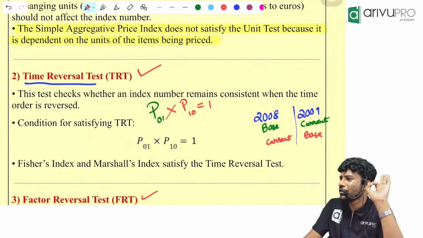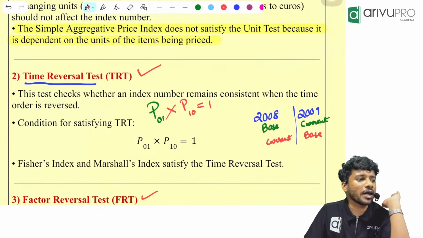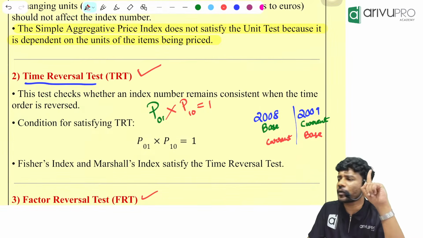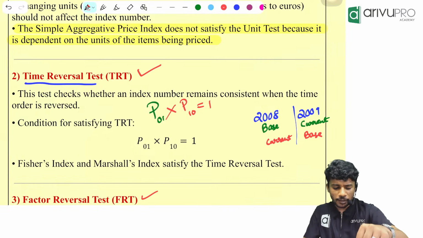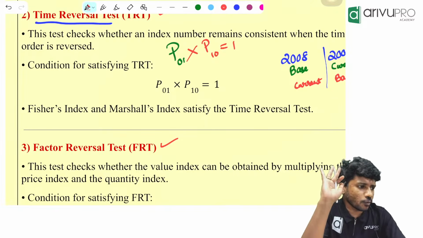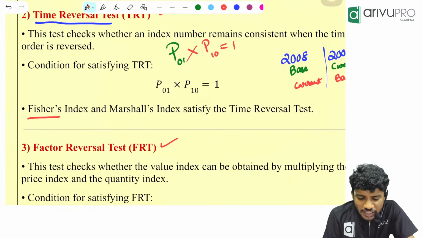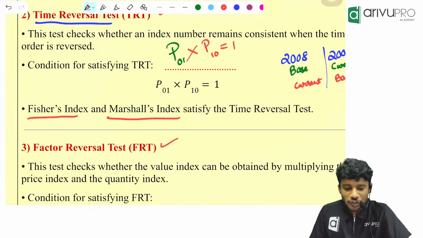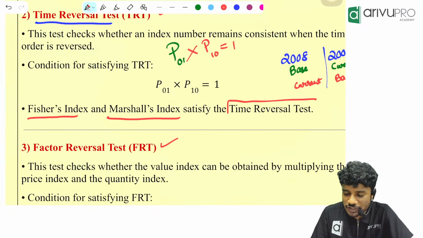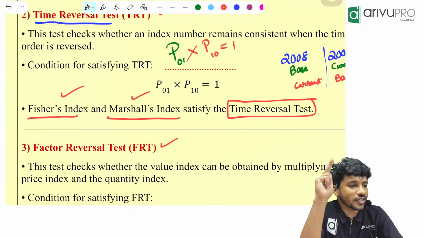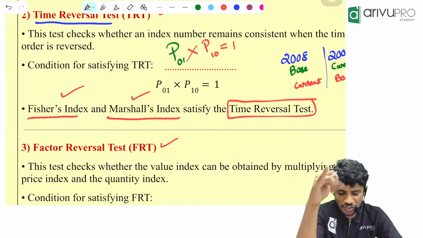The thing is, we will take the reverse and multiply, or we will find the reverse and multiply with the current value. Then the product should be equal to what? 1. Now, from whatever we have learned till now, Fisher index satisfies it, Marshall's index satisfies it. So, who satisfied the time reversal test, people? Fisher and Marshall. So, two things are mainly satisfying over here, Fisher and Marshall.